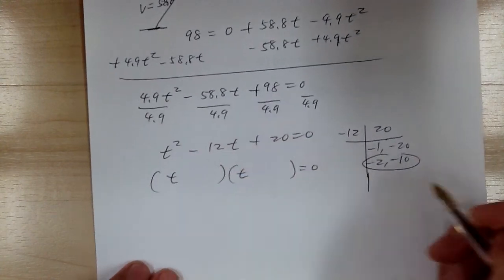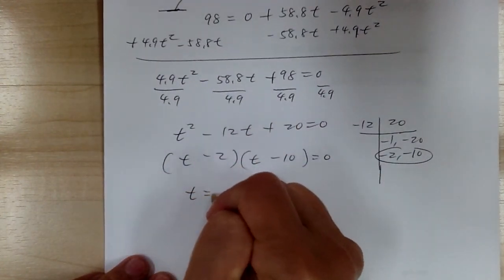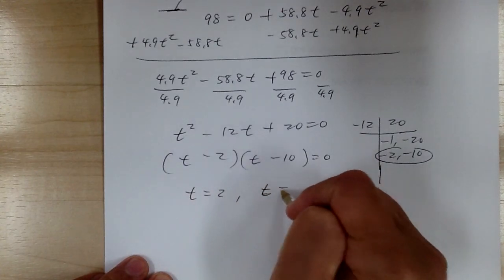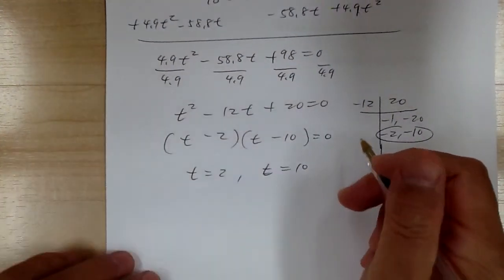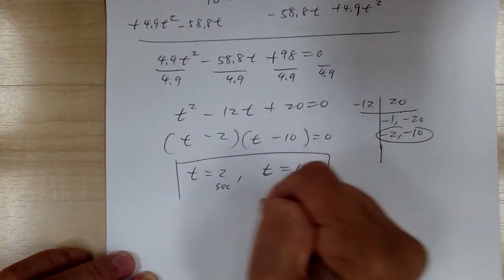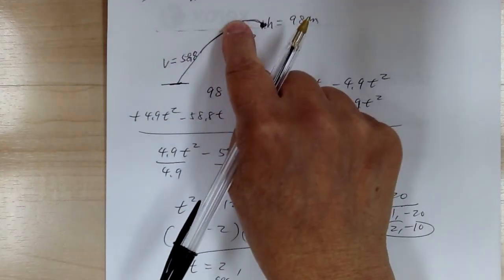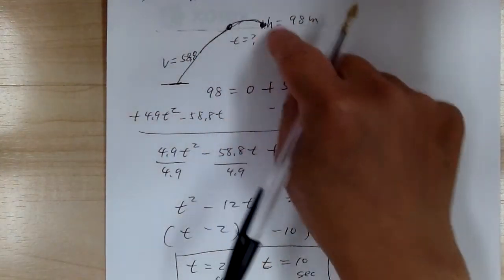So undo the first term. So you put this in here. So you're going to get t equal to 2, t equal to 10. Okay, again, seconds. And the significance of that is t equal to 2 seconds is when it's going up. Okay, t equal to 10 is when it comes down.